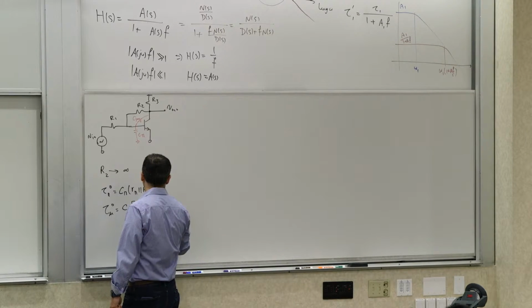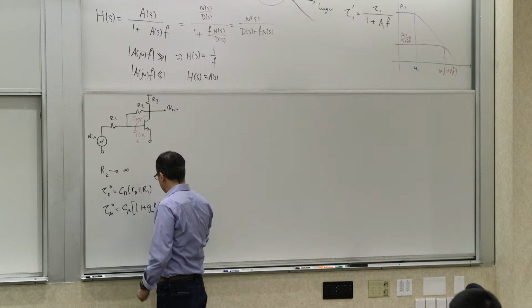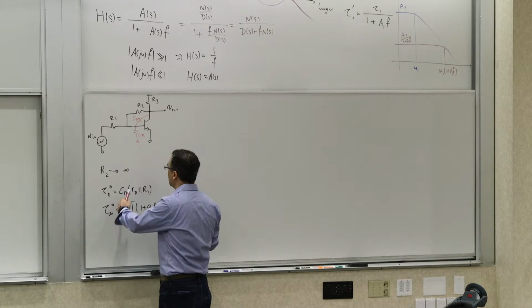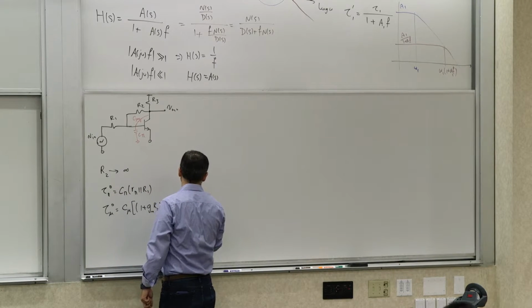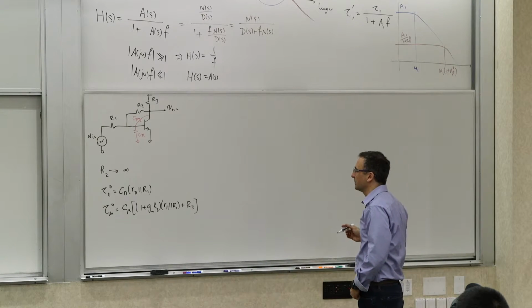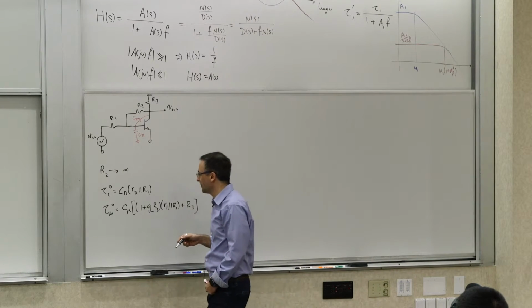R3 times R pi parallel R1 plus R3. So these are the time constants we knew from before. I'm just rewriting them, and we calculated these before a couple of times.